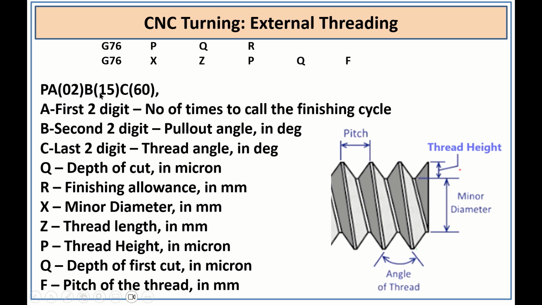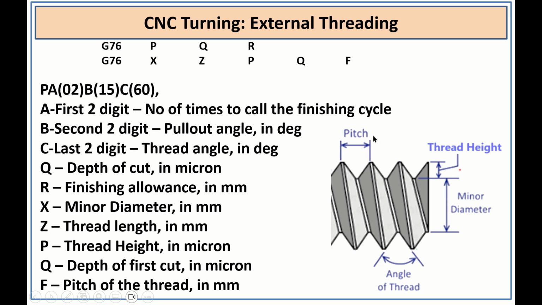And the next 2 digits indicate the pull out angle in degrees. For every cycle, when the tool is coming, performing and going, when it is going, how it needs to move? The tool will come here and perform, and it needs to go out with some angle.